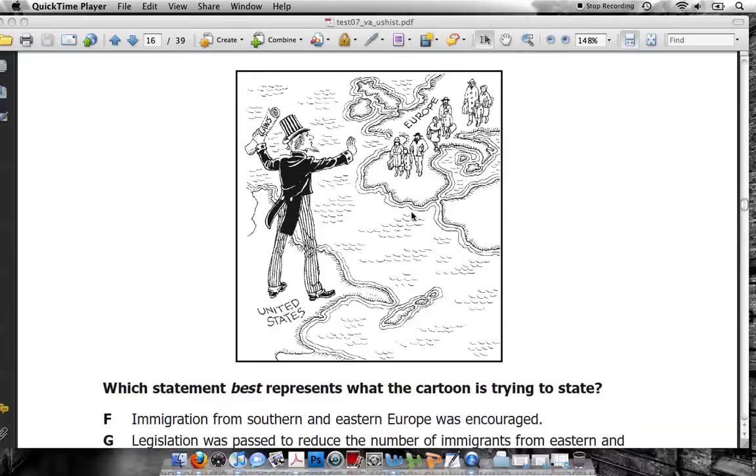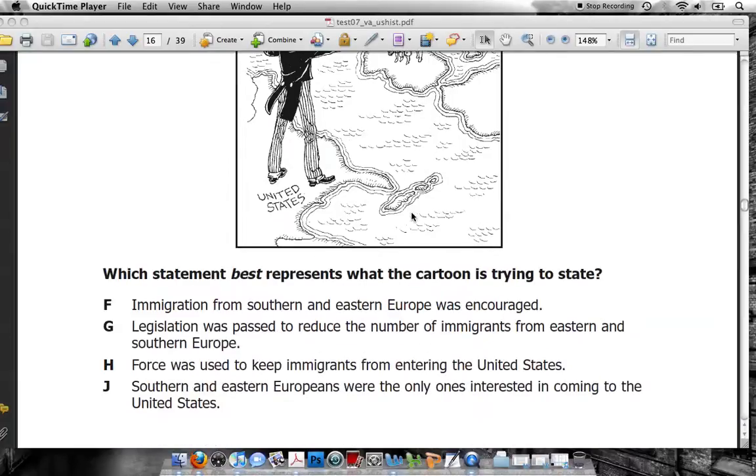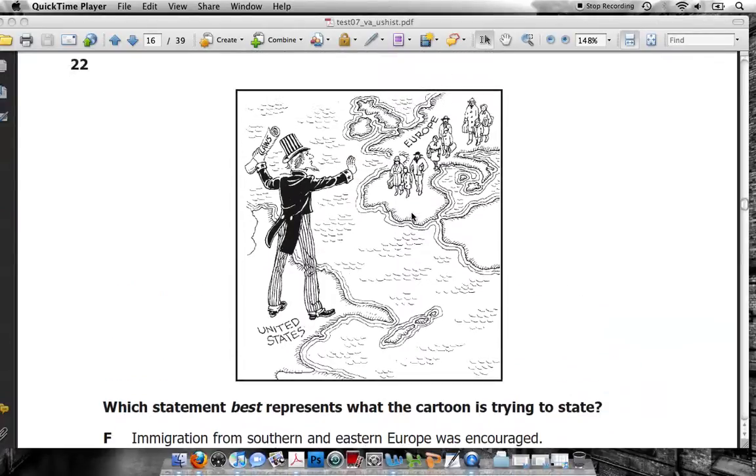Now let's look down at the question. Which statement best represents what the cartoon is trying to state? Now, let's think. What time period could this be? What laws do we know about? We know that the United States passed the Chinese Exclusion Act and also the Immigration Restriction Act, and you might know of some modern legislation that's been in the news lately.